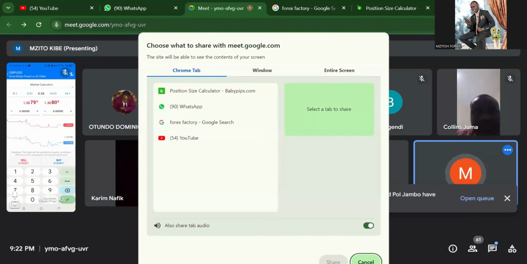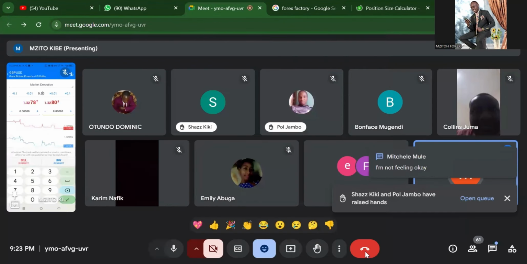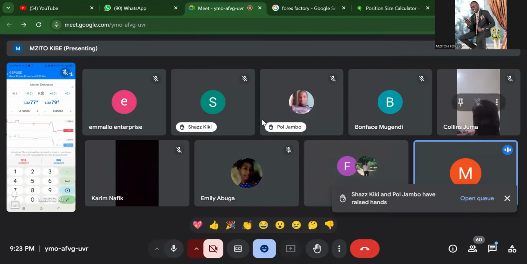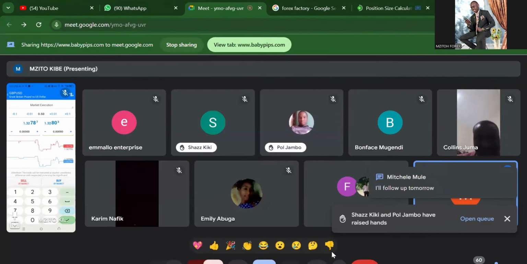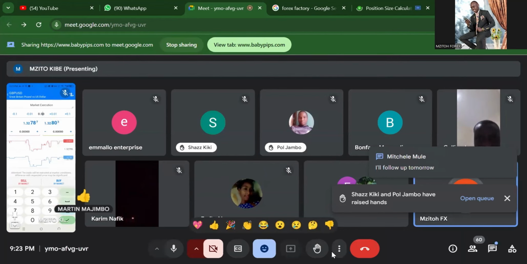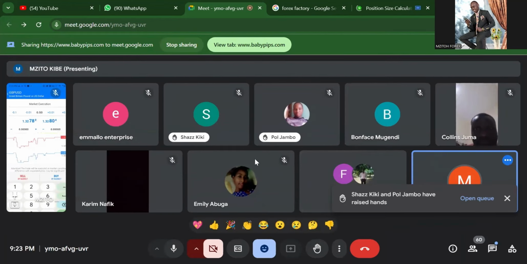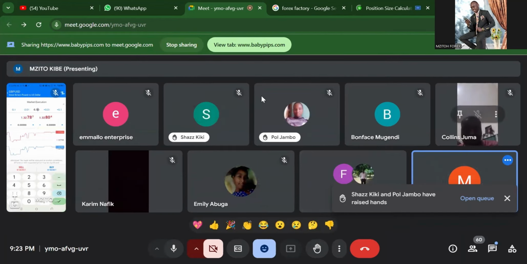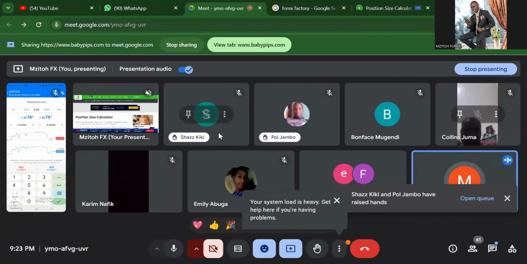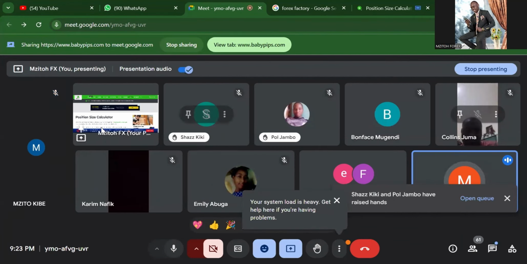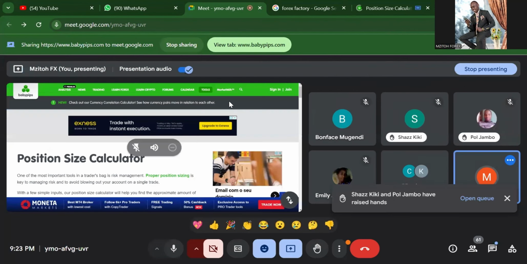I'm sharing to show you that before you place a trade, you have to calculate the correct lot size. So this is where you go. Before I proceed, you confirm to me that you are seeing my chart. I'm sharing the position size calculator. This is where people lose an account, because the majority of people trade without calculating the position size, which is a very serious problem. How many are seeing the position size calculator? Kindly confirm.